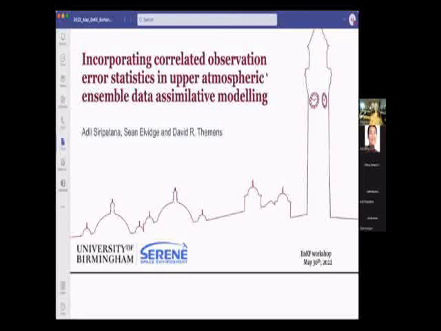My name is Adil, and I'm working with the CREAD group, which stands for Space Environment and Radio Engineering at the University of Birmingham. Today, I will be talking on the topic of incorporating correlated observation error statistics in the upper atmospheric ensemble data assimilation model. I want to thank Sean Elwish and David Siemens, my colleagues, who gave a lot of materials regarding the space environment.